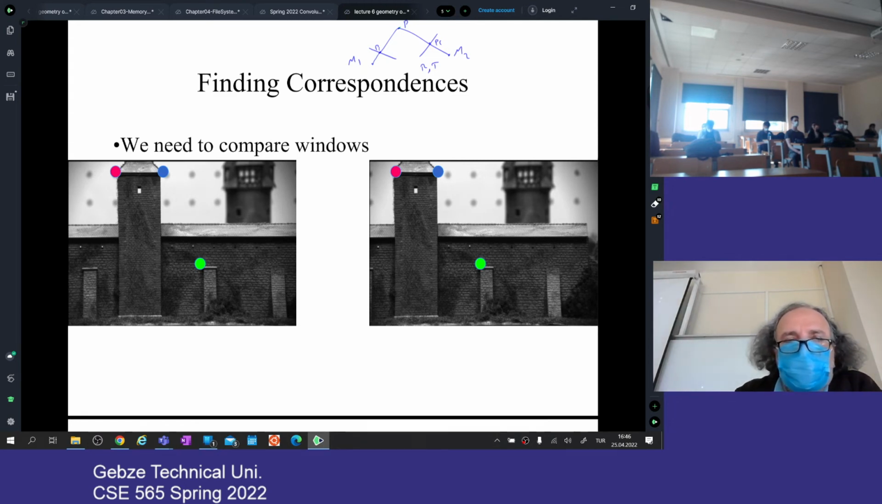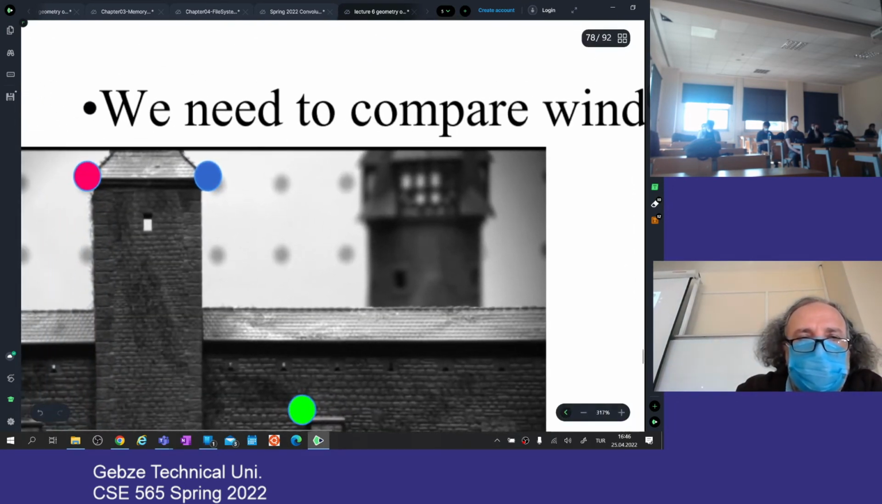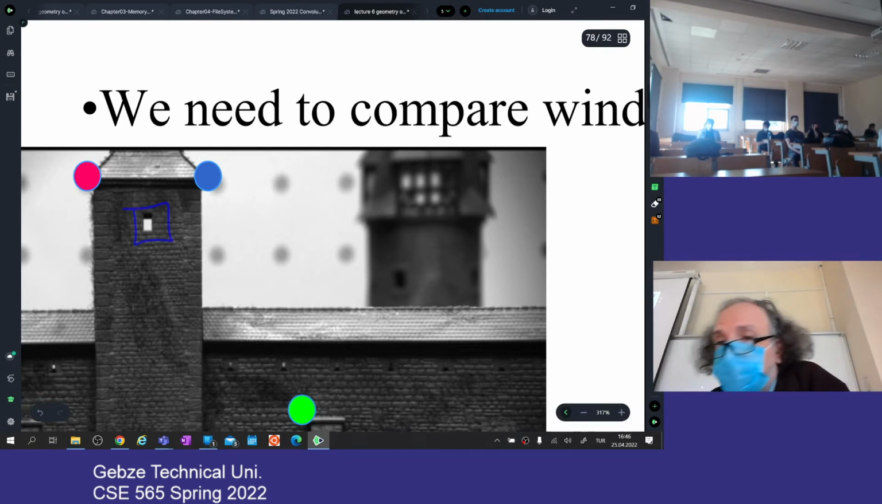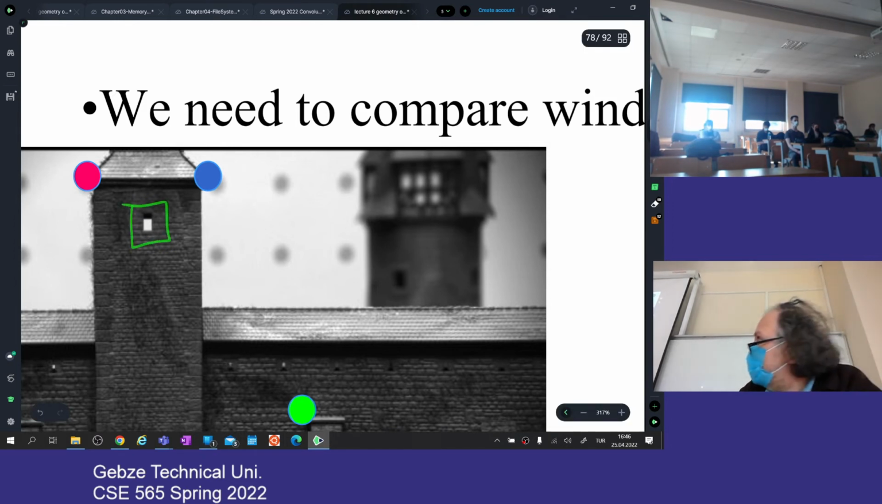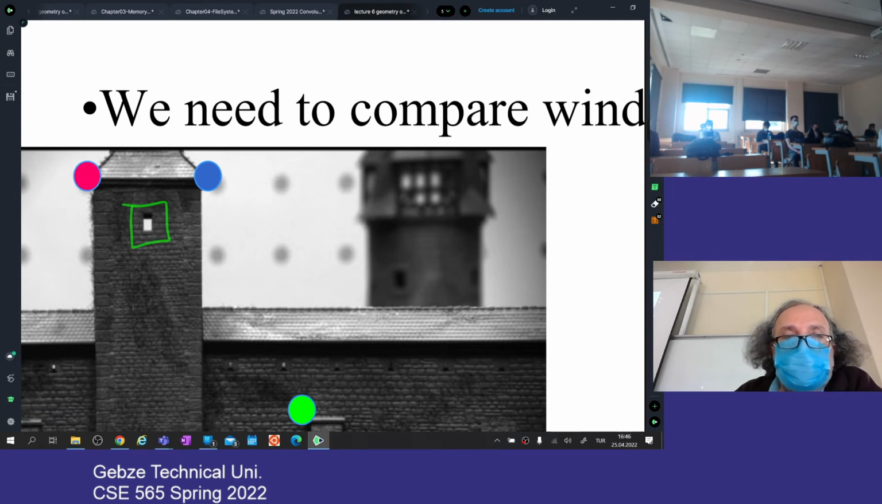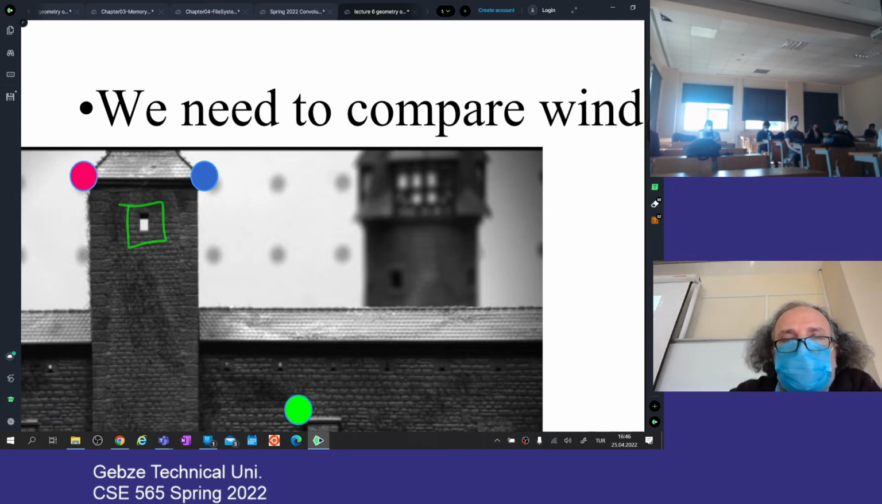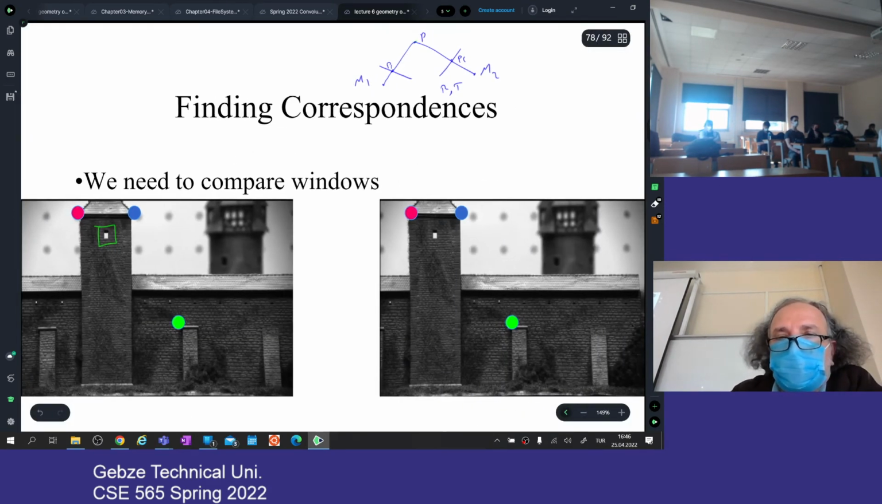So let's look at this problem. Let's say I would like to find the same window on the other image. Is it this one? Is it this one, or that one? I need to make a search on this line.